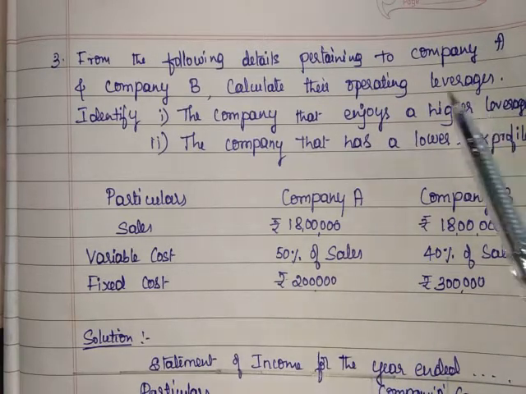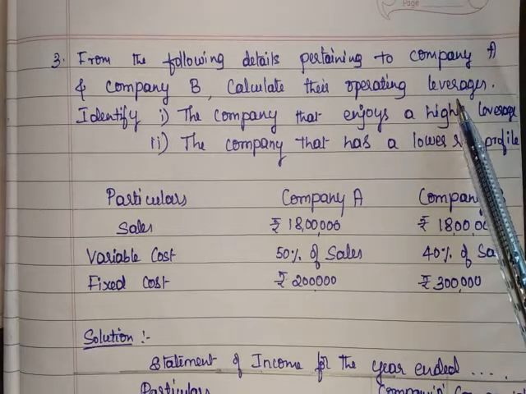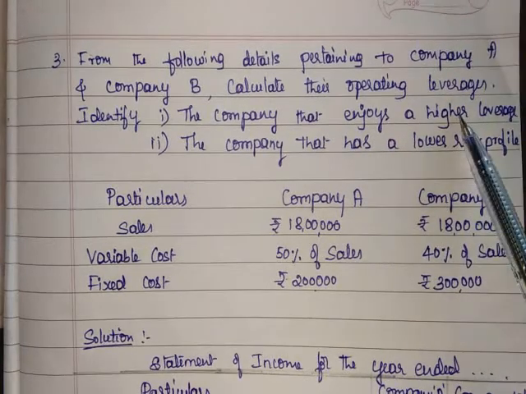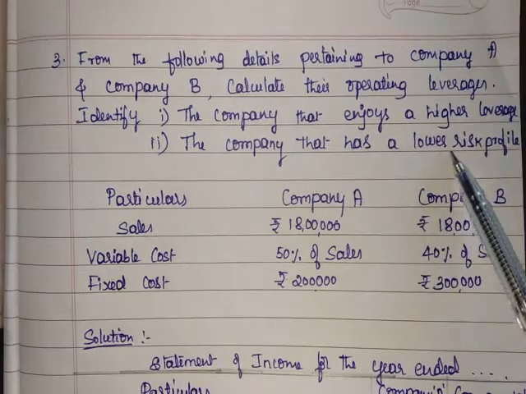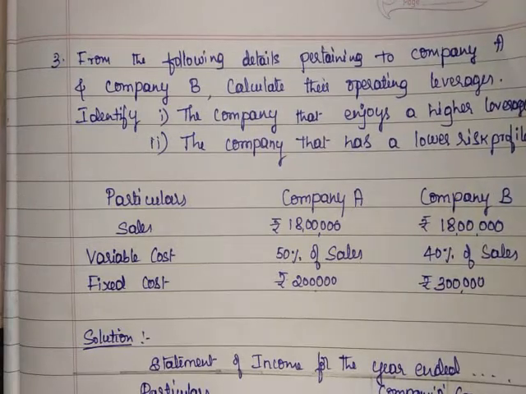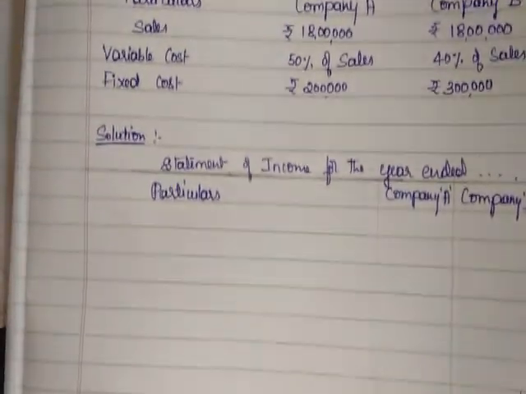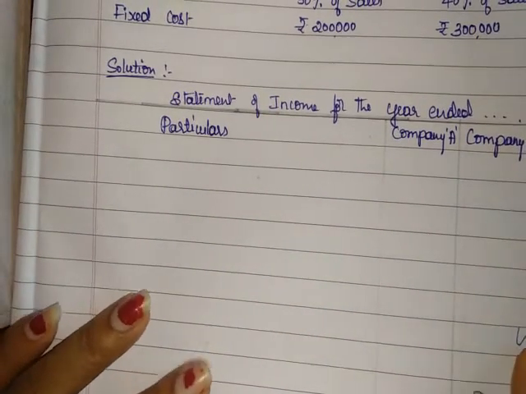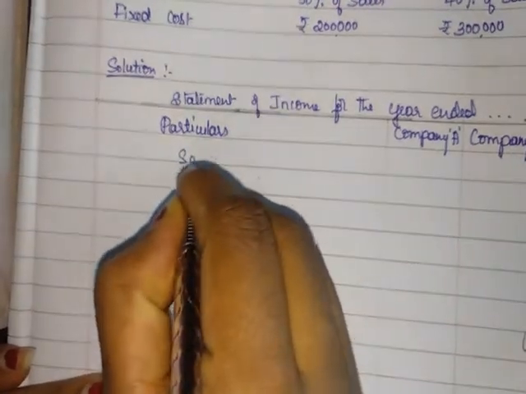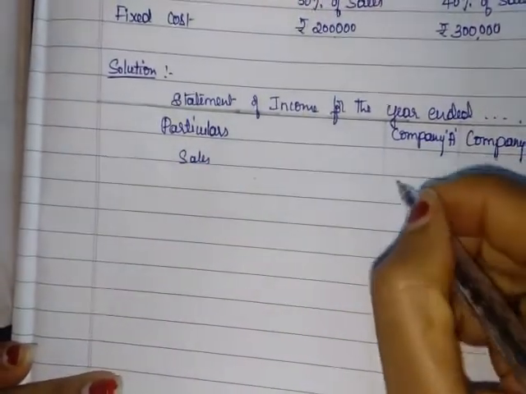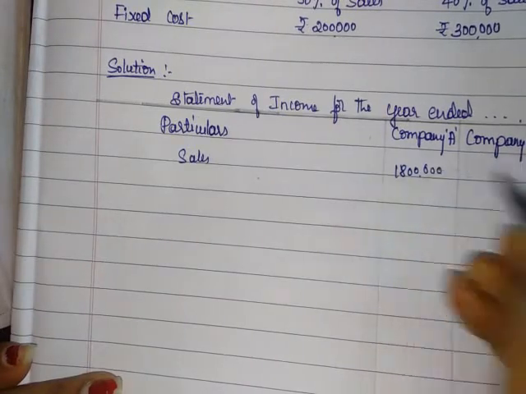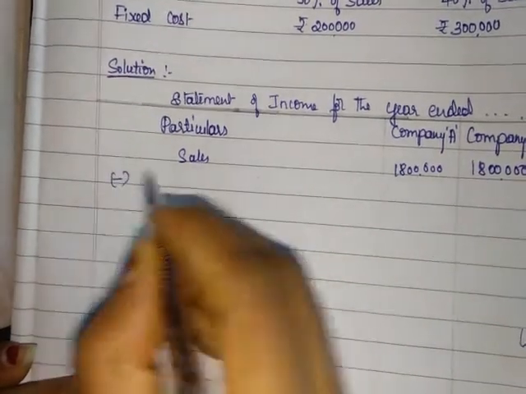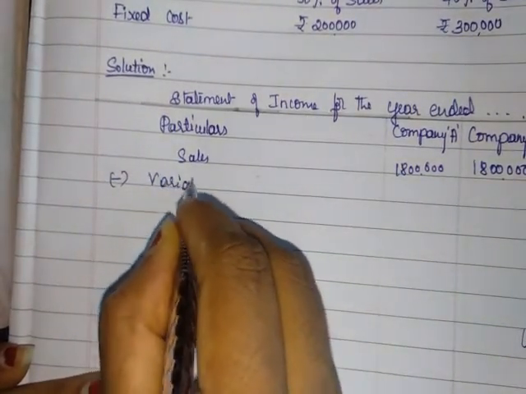So we need to calculate operating leverage first. Then depending on operating leverage we can say which company has higher leverage and which one has a lower risk profile. So we need to prepare an income statement for the year ended. So first, what do we have to write? We have to write sales. Sales of the first company is 18 lakh and the second company, company B, is 18 lakh. From sales, what do we have to deduct? We have to deduct variable cost.